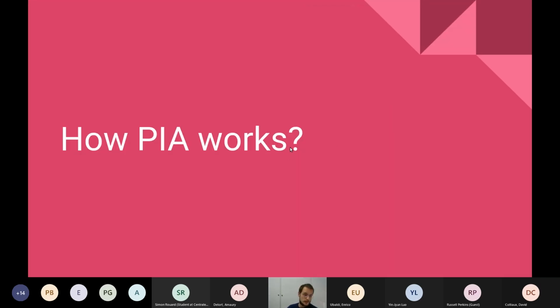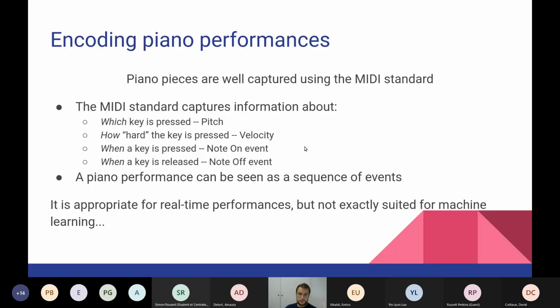And so now it's the part where I just discuss quickly how it works. So first, we have a huge corpus of piano pieces. And what's nice with piano pieces is that you can have the MIDI standard. And so the MIDI standard just captures basic information about which key is pressed, so it's called the pitch, how hard you press this key, so it's called the velocity, when you press the key, the note on event, and also when you release the key.